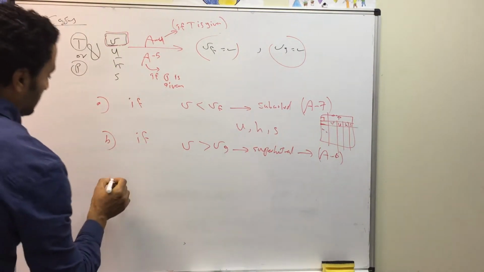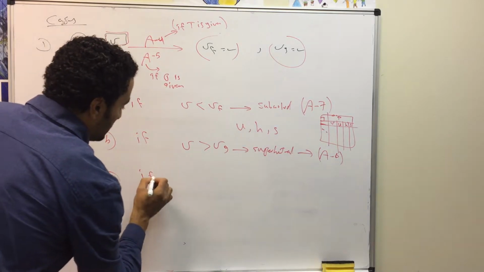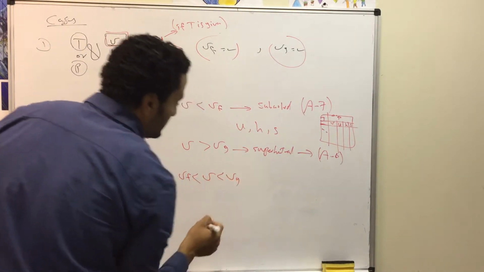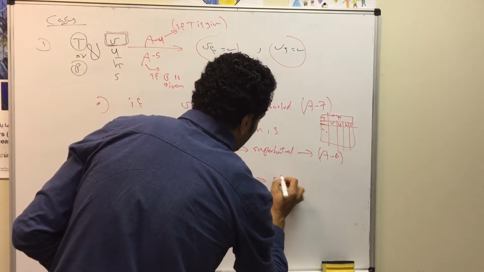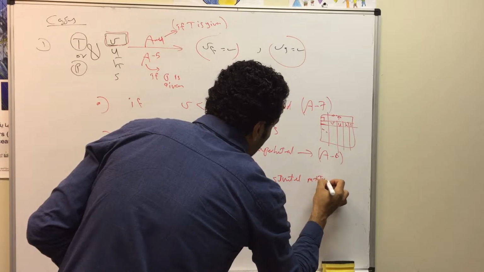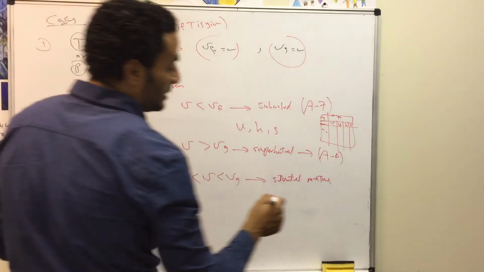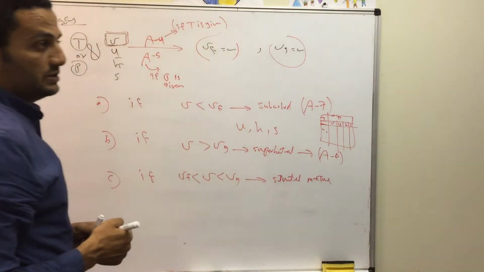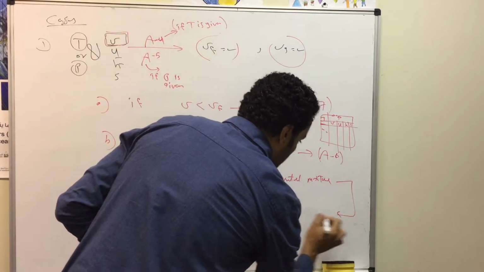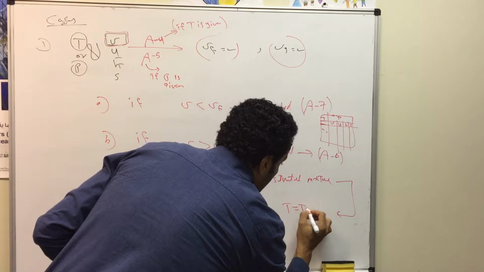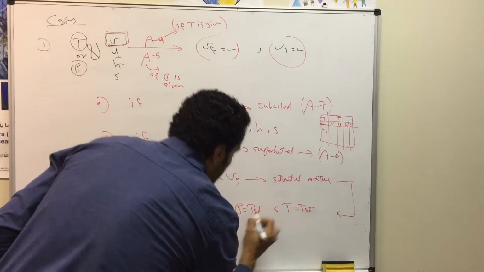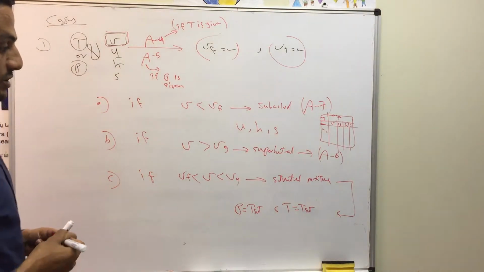Let's look at the third case, if we find that the given specific volume is greater than V fluid and less than V gas, so the state of the substance in this case is a saturated mixture. As we have a saturated mixture, we are in the saturation zone during the boiling process or the phase change process. So in this case, the temperature is equal to the saturation temperature, and the pressure is equal to the saturation pressure.